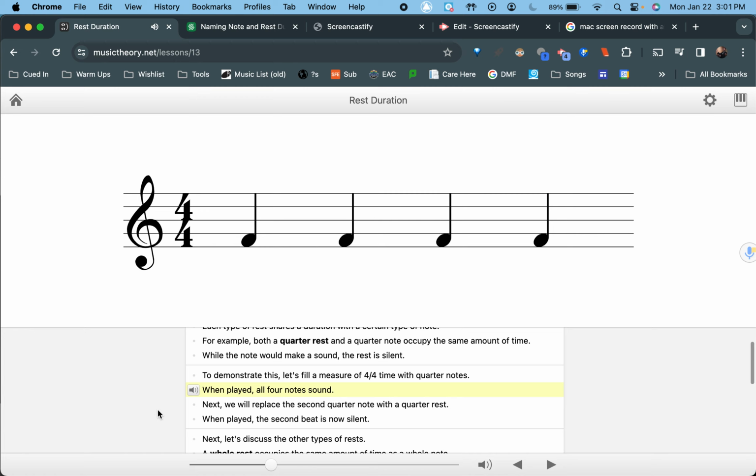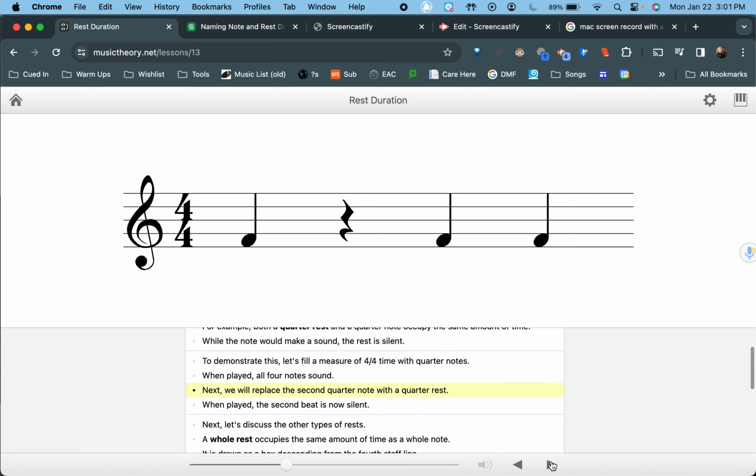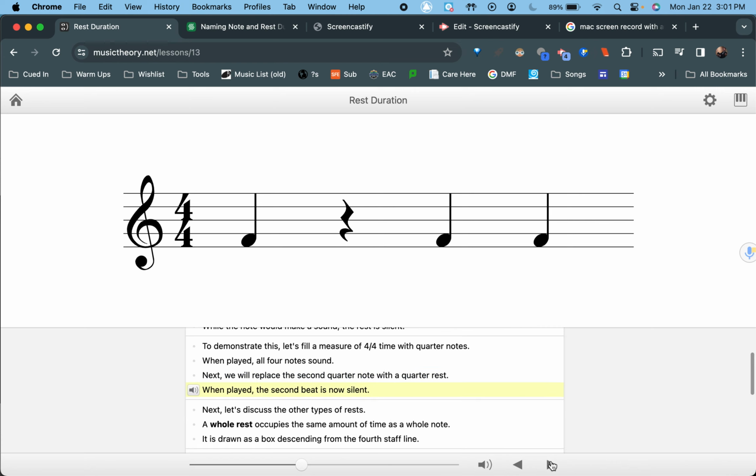I have no idea if it just played 4 quarter notes for you, but at least you hopefully saw those be illuminated, right? We're going to replace that second quarter note with a rest. So if we were to clap this rhythm, the first time would have been 4 straight claps, but this time, if we're feeling that pulse, I'm going to tap my foot. We would clap.